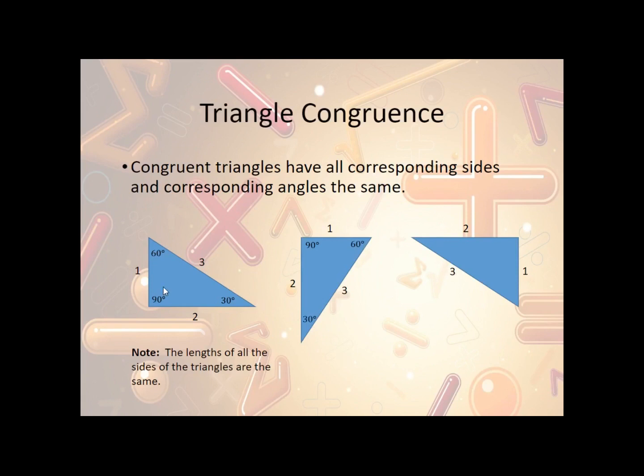Then we could do it again. We have our 90-degree angle. Well, now that angle is up here, so this is my 90. Then I have my 60-degree angle, which is right here. Then my 30, which is now right here. So again, all the measures of the angles are the same as well.